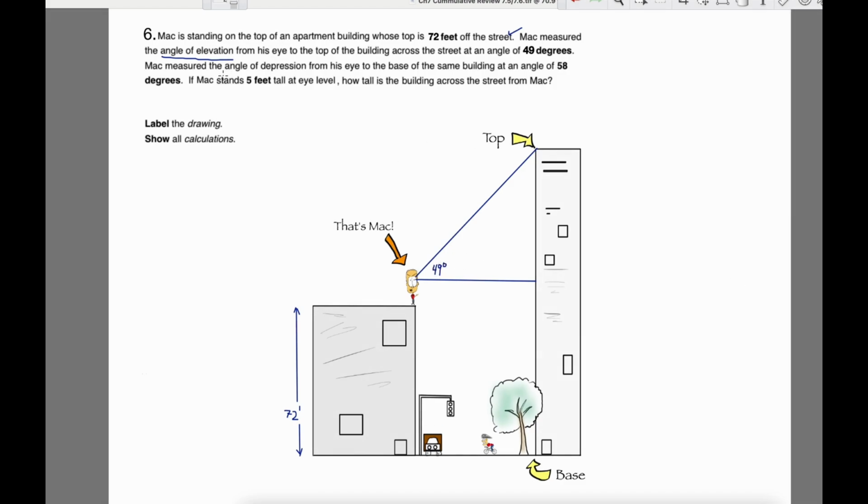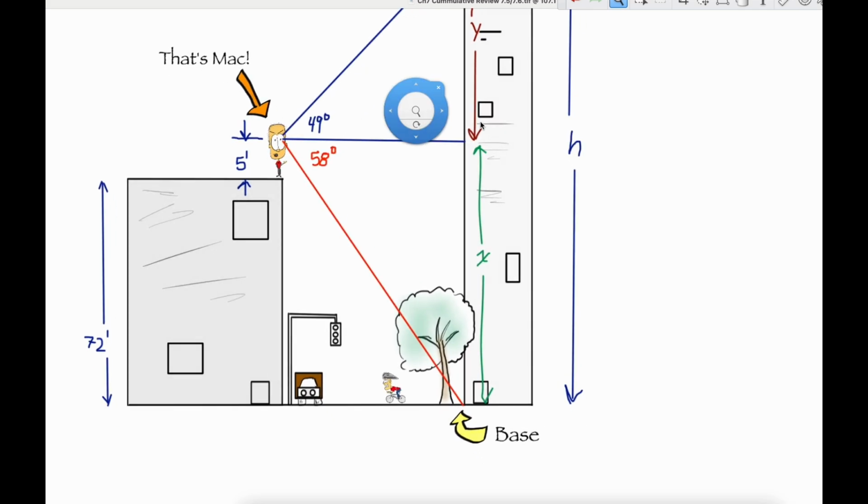So we're going to label the height of the building he's standing on as 72. The angle of elevation to the top is 49. The depression to the bottom is 58. We know he stands at 5 feet tall. Let's label that. And so that means that h, the height here, is going to be broken up into a couple little pieces here. Because we have two right triangles, we can call this section x, and we can call this section of the height y, and use the two right triangles to solve x and y.